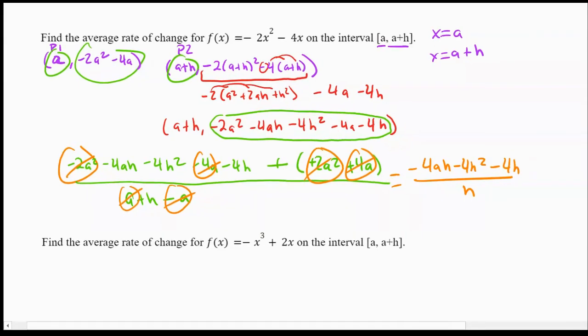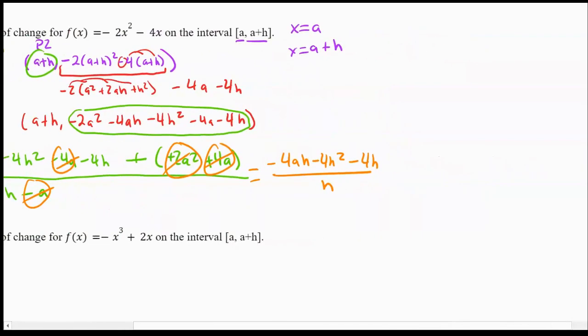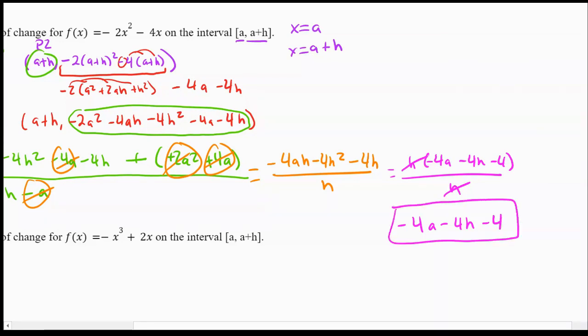And now my final step on this is to factor out an h. And divide that, so these h's cancel, and I got negative 4a minus 4h minus 4, and that is my expression that represents the average rate of change for this first one.